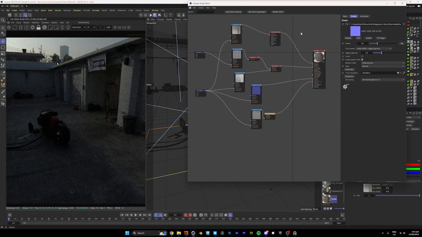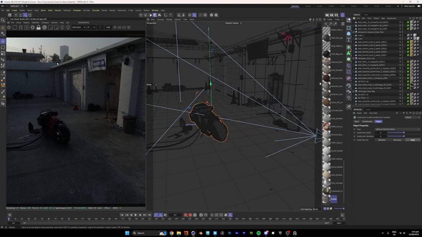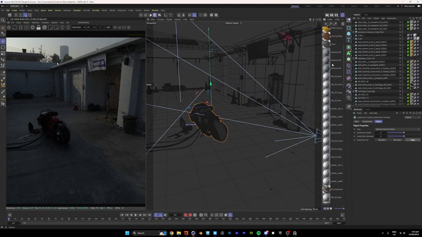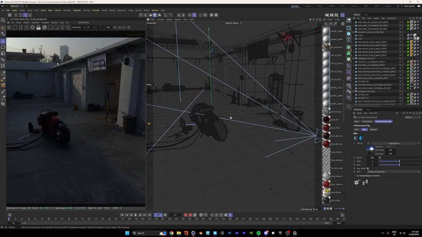So yeah, pretty much that's it for texturing. Obviously the Akira bike has a lot of textures running through it, but they will just be standard PBR because I did all the texturing in Substance and exported it through.